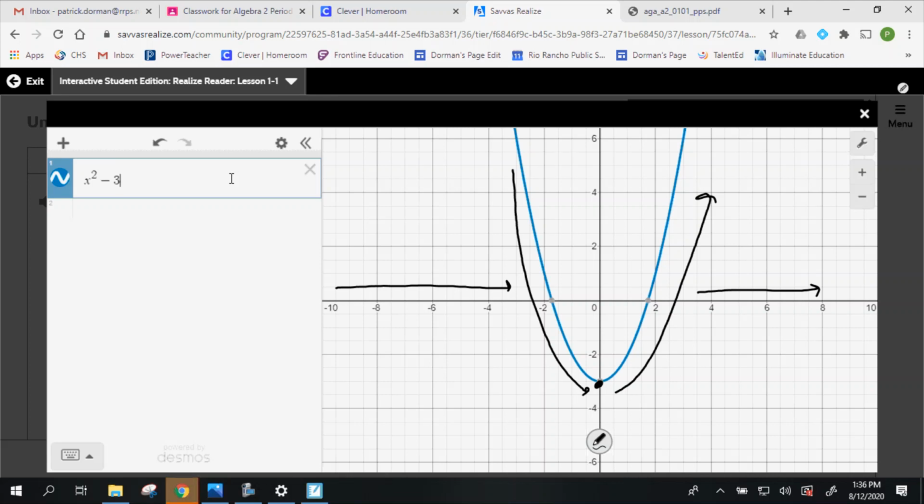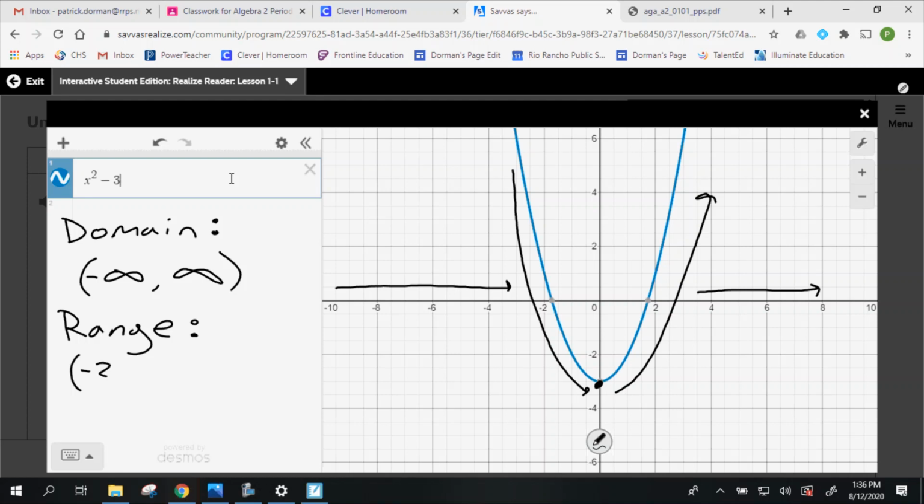So we would say that for our domain, and I'm going to go ahead and use interval notation for this, our domain is from negative infinity to positive infinity. Those are our x values. They just keep going on forever and ever. But if we look at our y values and our range, it looks like the lowest value that y can have, the very bottom of that thing, is at negative 3.